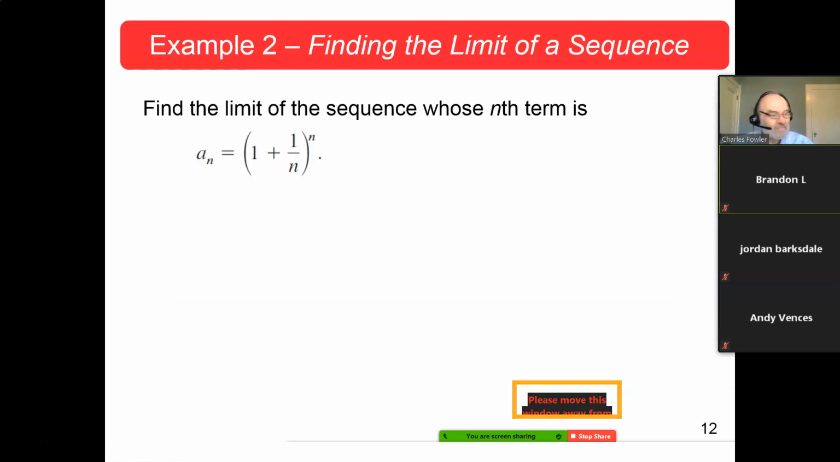So it says here, example 2, bottom of page 589. How are we doing on time? Okay.